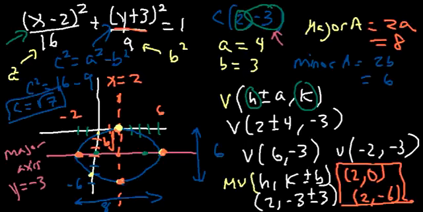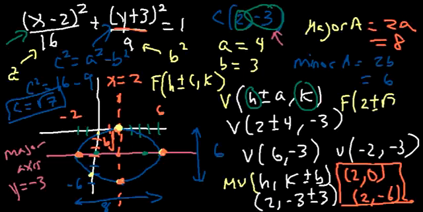To write the coordinates of the foci, since the major axis is horizontal, you need to add and subtract c to the x coordinate of the center. So the equation for this particular graph is h plus or minus c, comma, k. So the foci is going to be h, which is 2, plus or minus c, which is radical 7, comma, -3.